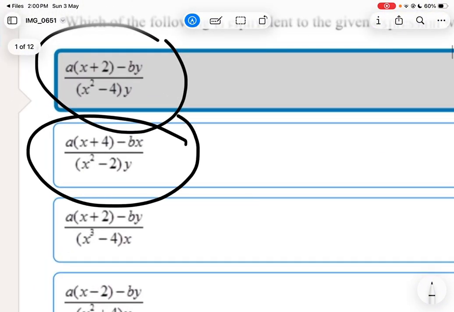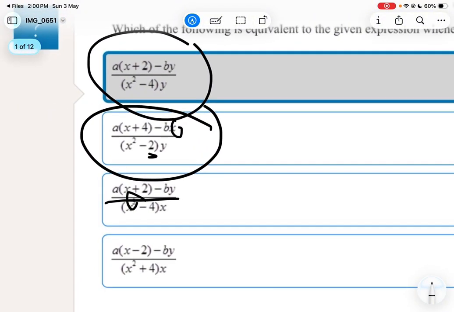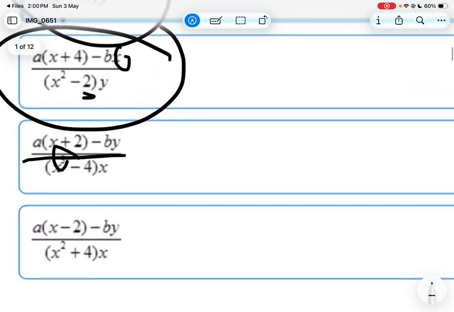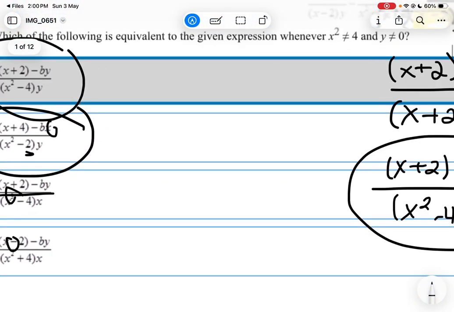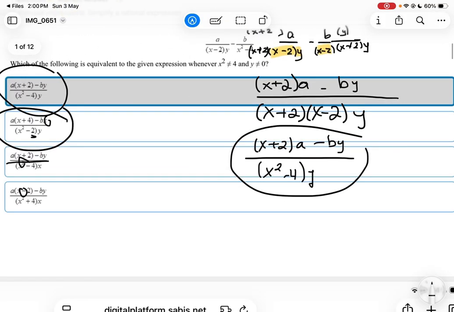This is wrong because it's bx, there's no x. This is wrong because it's x cubed, there's no way it's x cubed. And here it's wrong because it's minus, and here we have it as plus. And yeah, that's it for the first question.